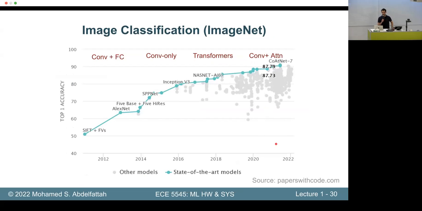And image classification. So the popular data set there is ImageNet. And so we started with convolutions and fully connected layers or linear layers. And then we moved to fully convolutional or convolution only. Then again, transformers take over starting 2020. But then people, again, took a step back and thought about it a bit more. And now they're using a mixture of convolutions and transformers, or self-attention, basically, which is the main building block of transformers.